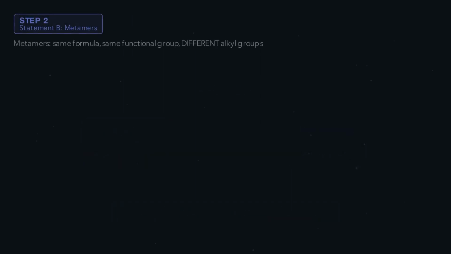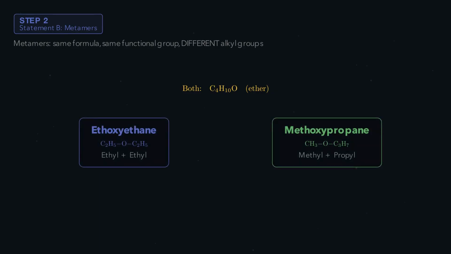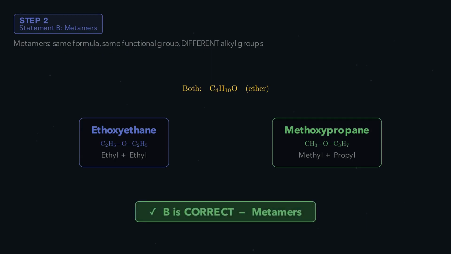But propanol is an aldehyde, and propanone is a ketone. Completely different functional groups. Different functional group, same formula. That's textbook functional isomerism. Statement A is correct.